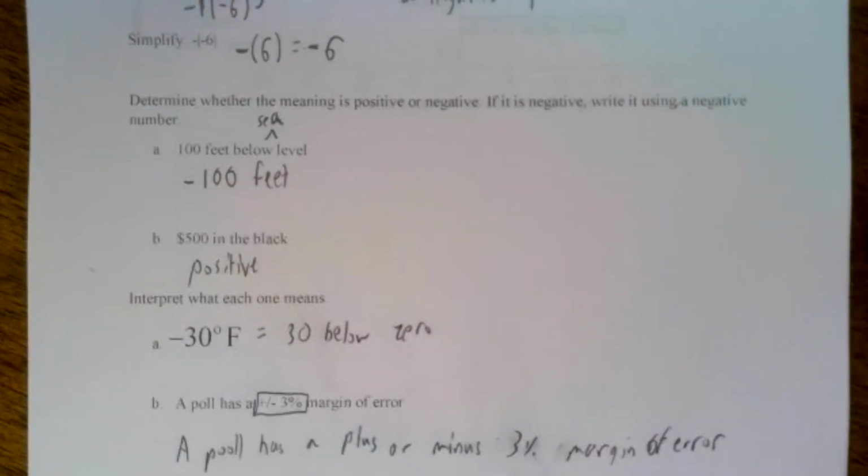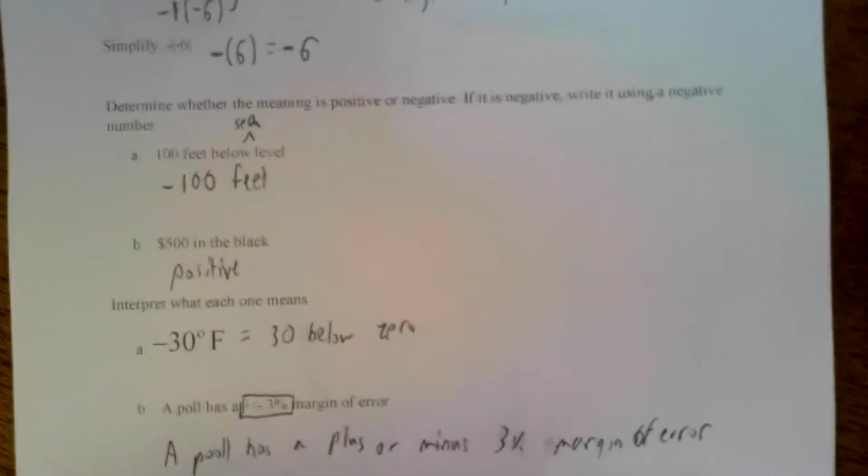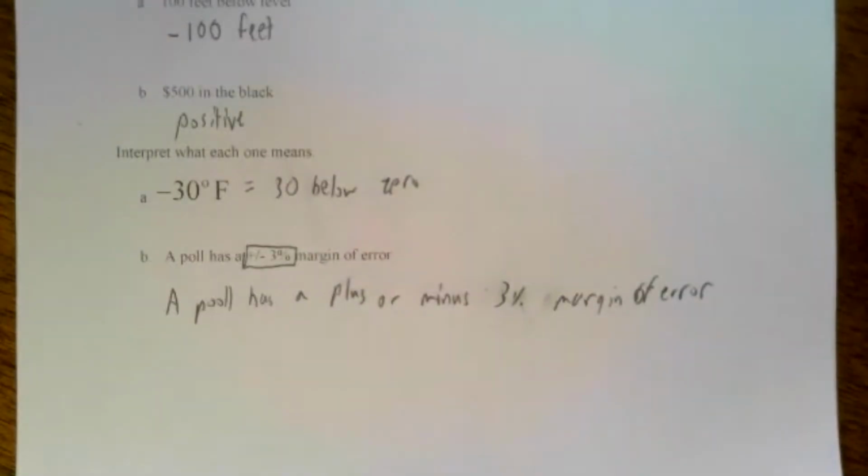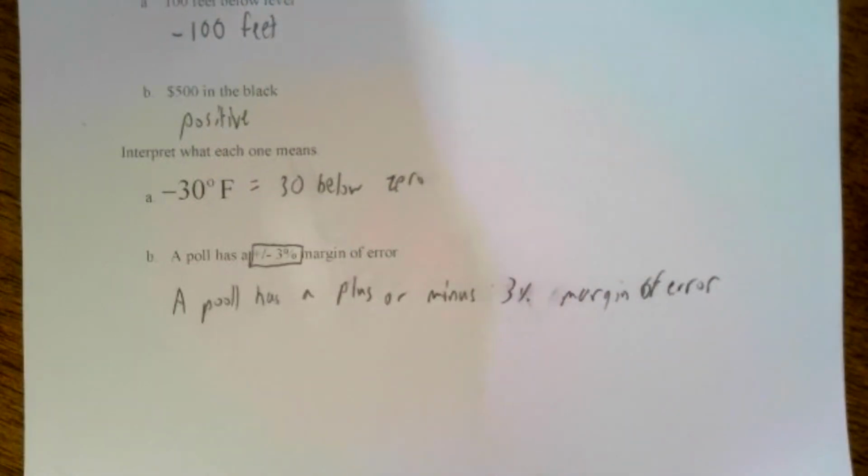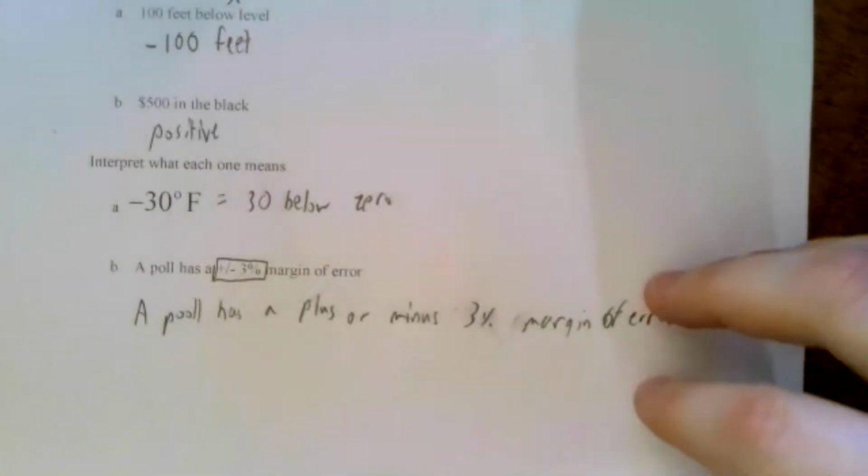So that just means that when somebody does a poll, the results that they have for each group might be off by 3% either way, right? So if we have maybe a poll of 100 people and maybe 60 people liked candidate A, we have a 3% margin of error, which just means it might be off by 3% up or 3% down. Okay. Any questions on this page? Okay. All right.